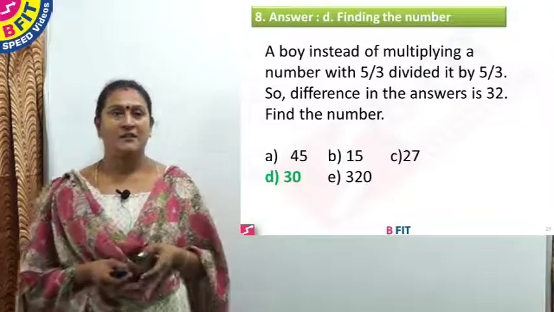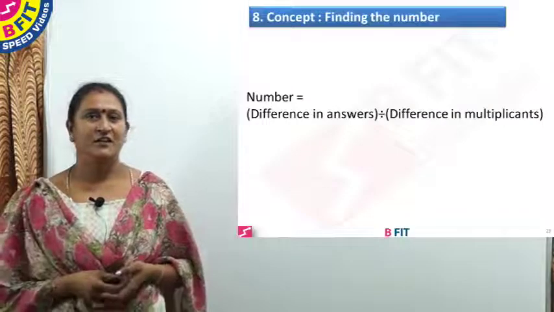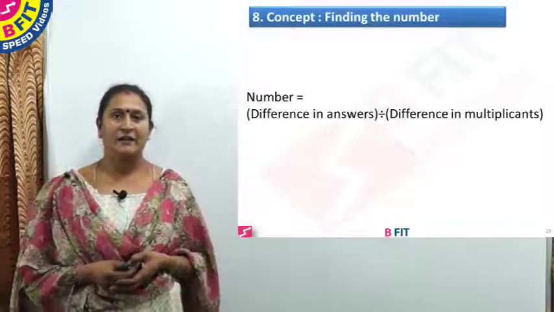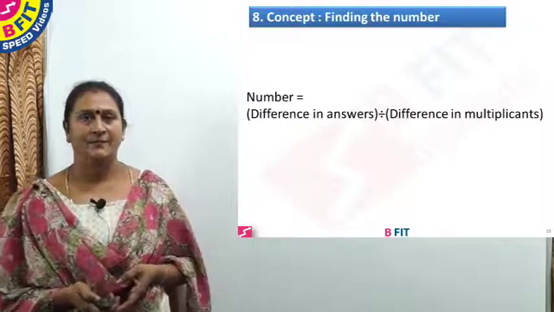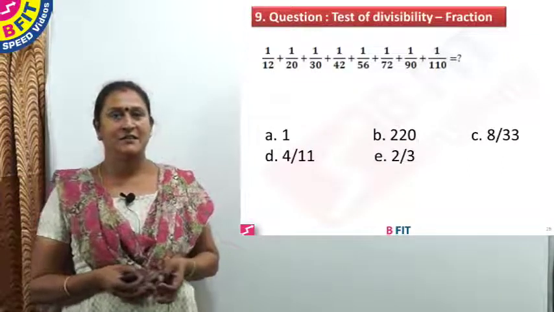And the answer for question number 8 is option D, 30. The shortcut here is to find the number: the difference in answers is divided by the difference in multiplicands. So we'll see the next question, question number 9.